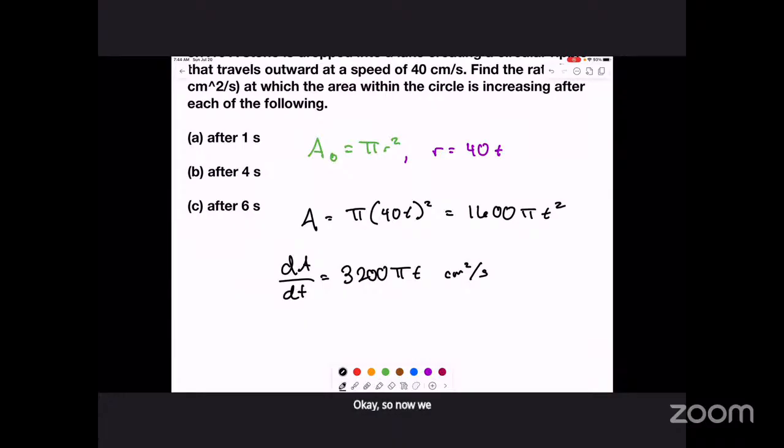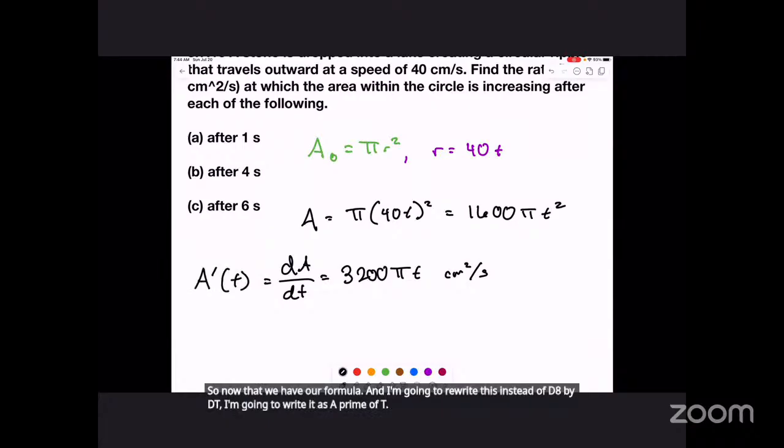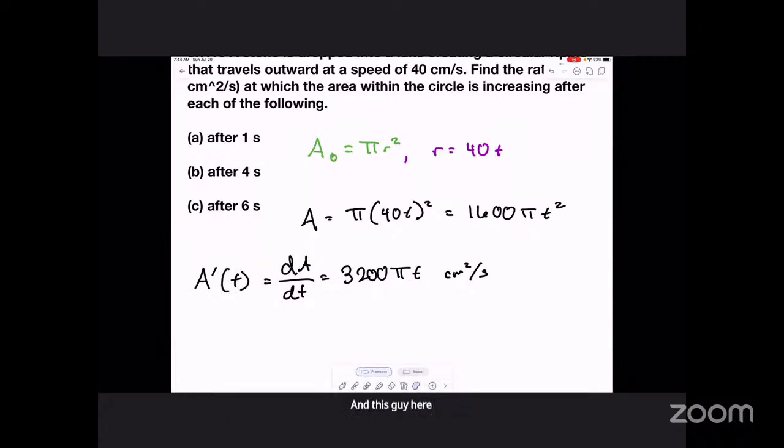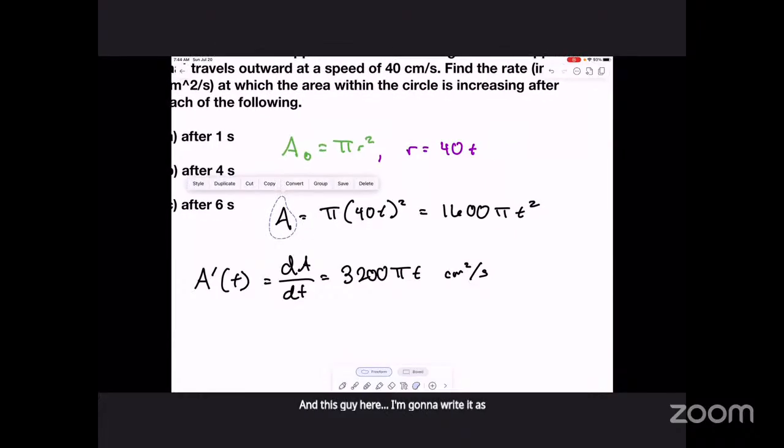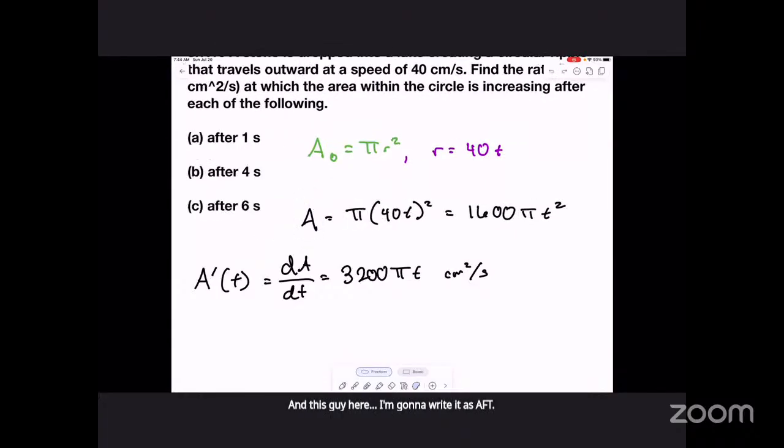Okay, so now we have our A prime in terms of t. Now that we have our formula, instead of dA by dt, I'm going to write it as A prime of t. And this guy here, I'm going to write as A of t. It's the same thing, just different labels.